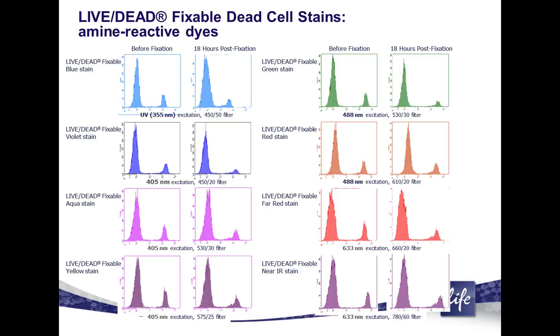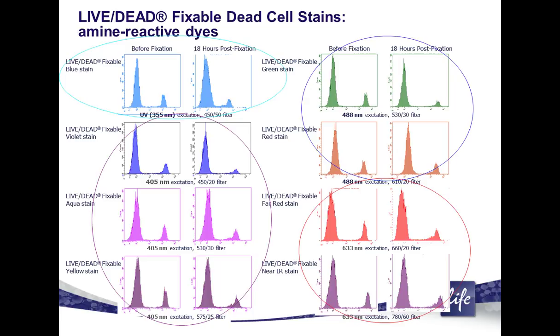This slide shows a range of fixable viability dyes, and there are selections available for every excitation wavelength and a number of different channels. Here the plots on the left for each color show before fixation and then 18 hours post-fixation to show that the distinction is maintained. As I said, there are 4 laser lines that are very useful here, and some of these reagents are analyzed in traditionally underutilized channels and therefore are of particular value.